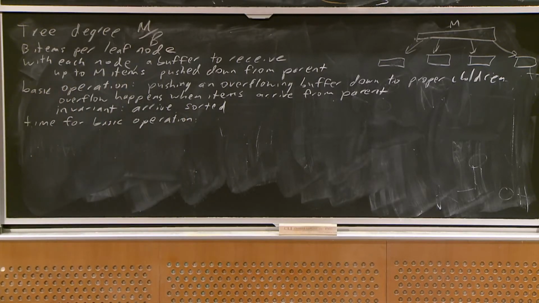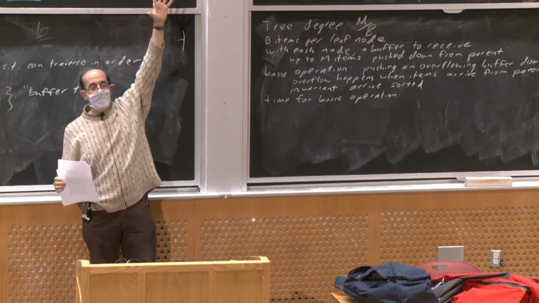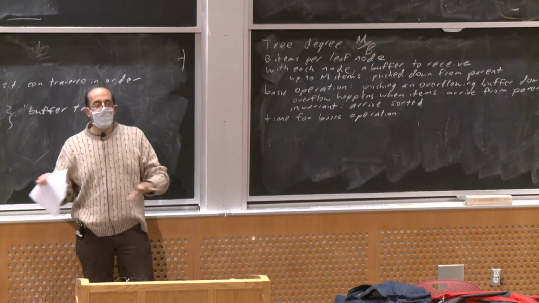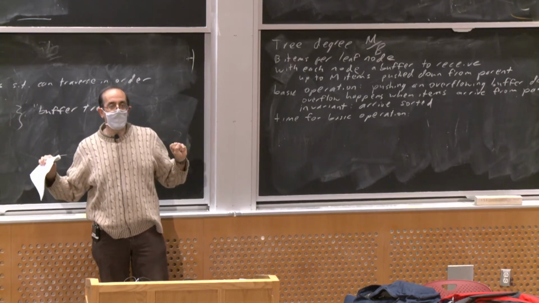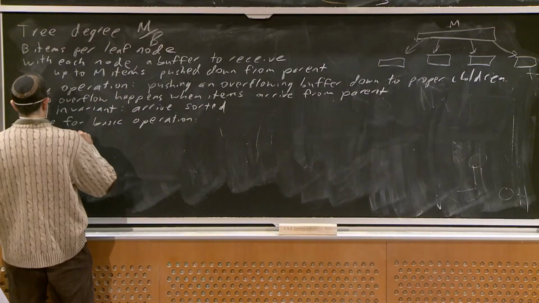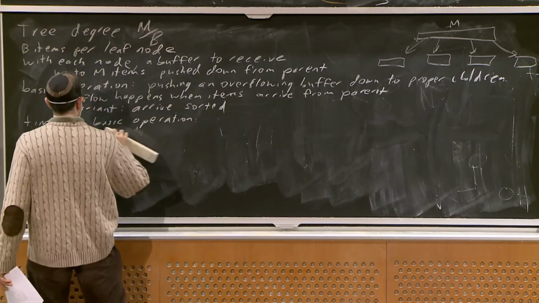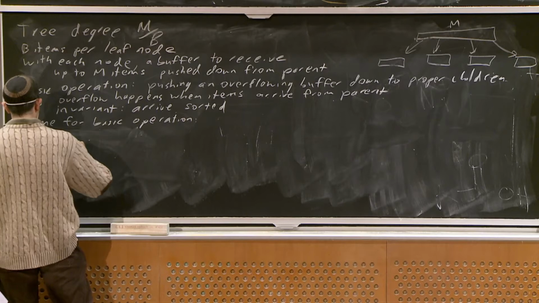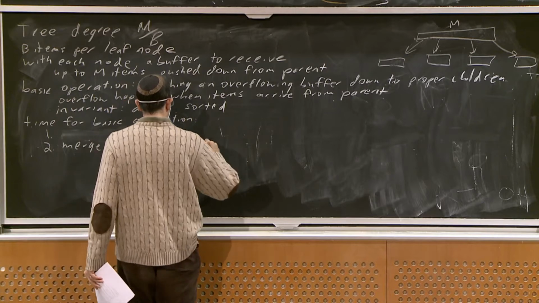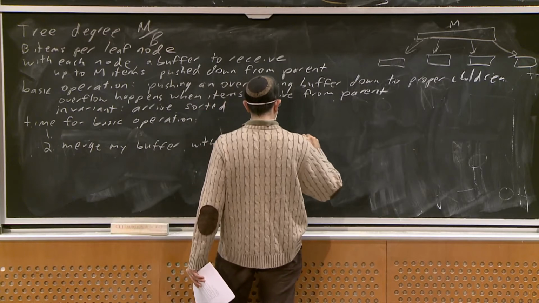Okay. So how long does it take me to take whatever items I have in my own buffer, combine them with the sorted items that are arriving from my parent, and push them all out to my m over b children? Okay. So the first step is going to be to merge my buffer. Actually, that's not the first step. The second step is going to be to merge my buffer with the arriving items from the parent.